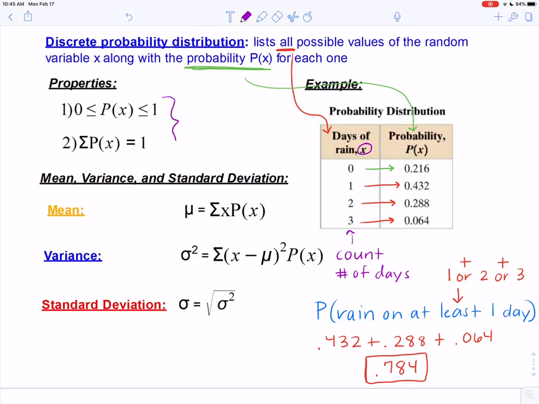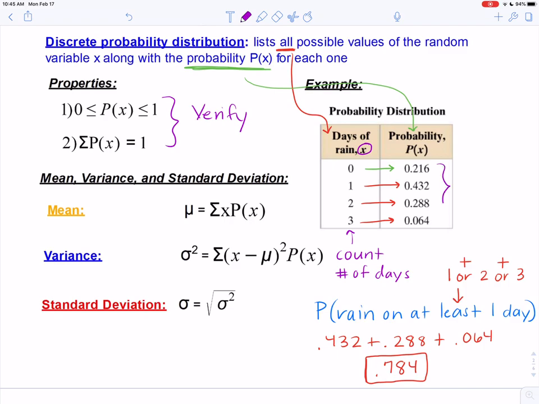So sometimes you'll be asked to verify if something is a discrete distribution, and what that means is to ensure that it meets these 2 properties. First one's pretty quick to check. It just says all P of x, all probabilities are between 0 and 1.